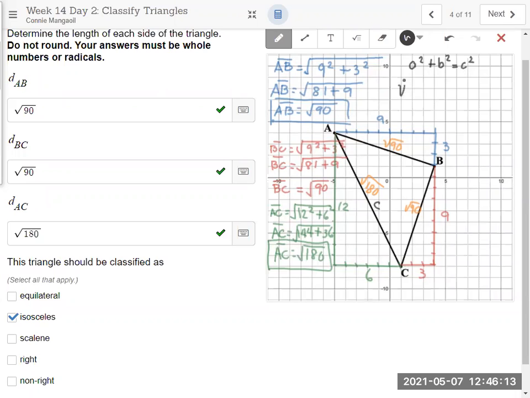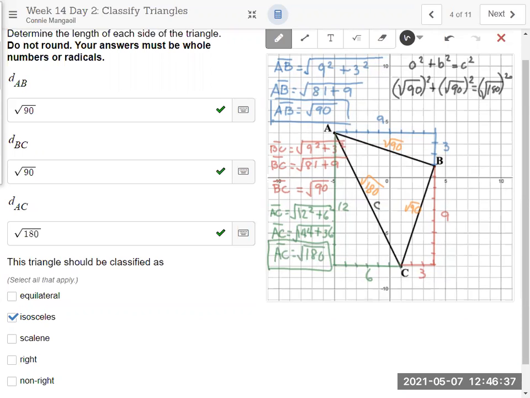So A is square root of 90, so you have square root of 90 squared. B is also square root of 90. And then C is square root of 180.